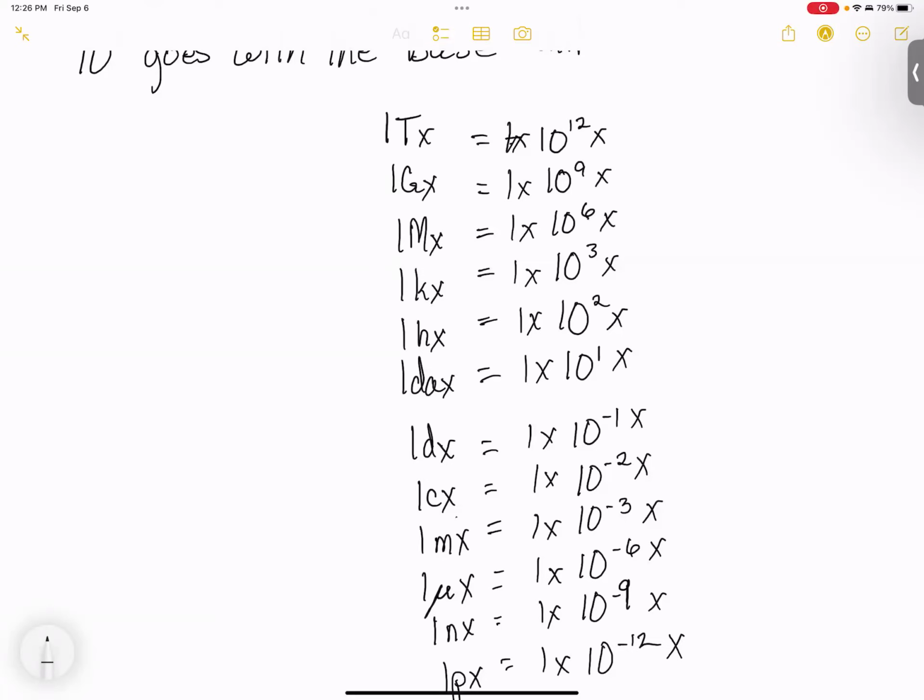Now, I did give you a little ditty because I know people like little ditties to help them memorize the order. And it's from top to bottom. So the great man, King Henry's daughter, drinks cold milk until 9 p.m. forever. I didn't get femto in this list. But I gave you a way to memorize the order too.